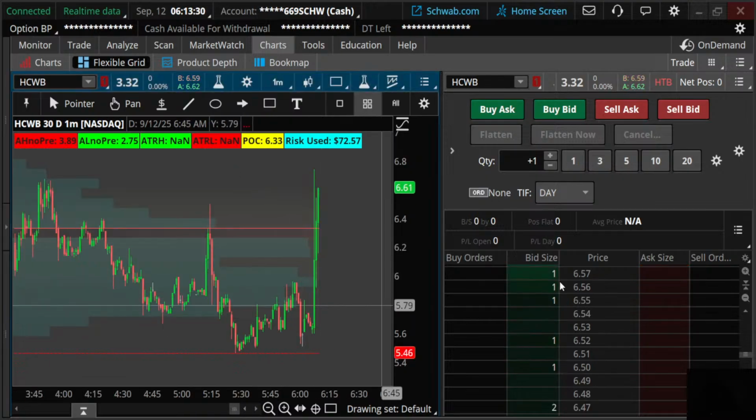HCWB, still not enough range. Not enough range.